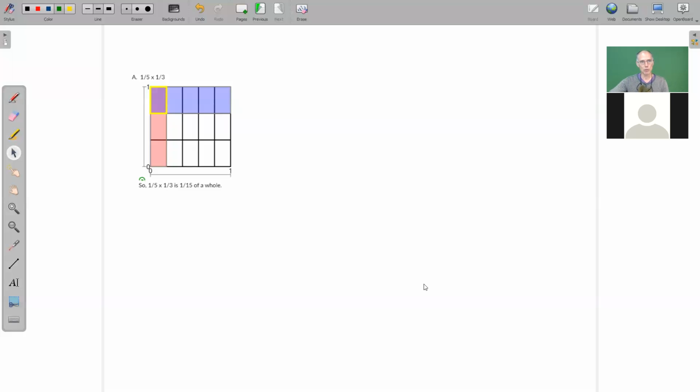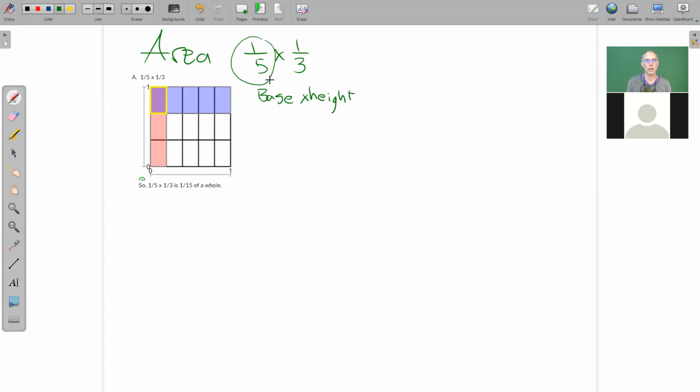All right, so we're still looking at multiplication, and this time we're looking at the area model for multiplication. The problem I want to illustrate is what is 1/5 times 1/3, and I'm viewing it again as an area. I mentioned before that when I do area, I like it to be base times height. So the 1/5 is my base, and my height is the 1/3.